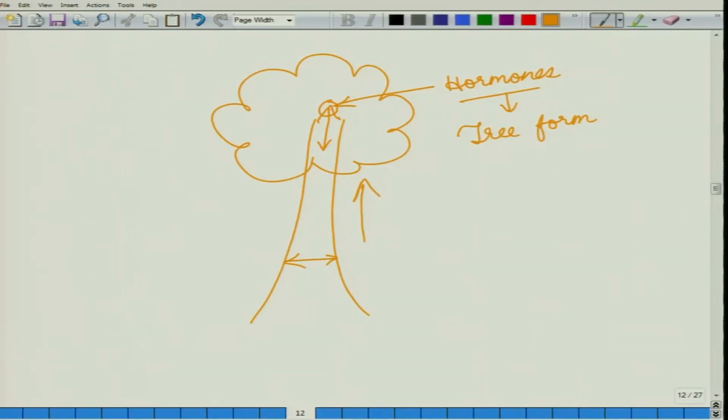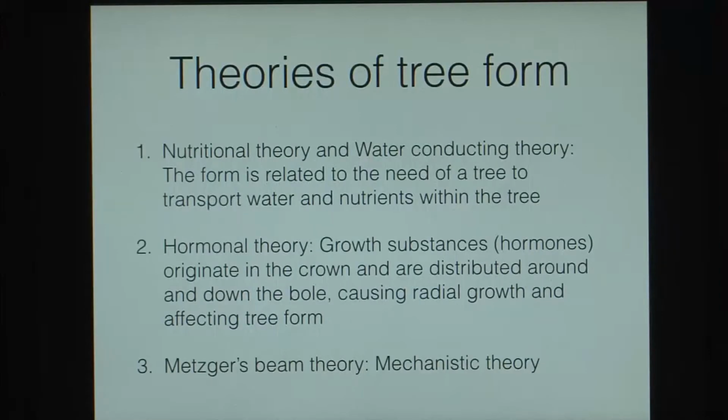So, this is again another physiological theory. Now, both of these theories, though they have been there for quite some time, have not received very large credence because it is very difficult to prove these. On the other hand, the third theory, Metzger's beam theory, is a mechanistic theory.